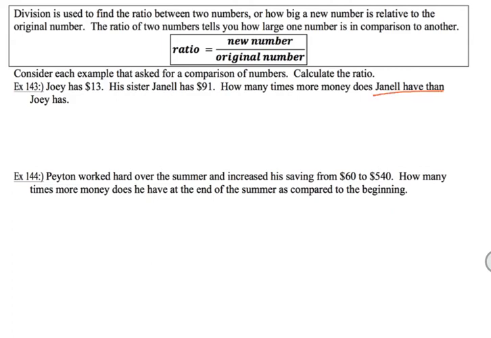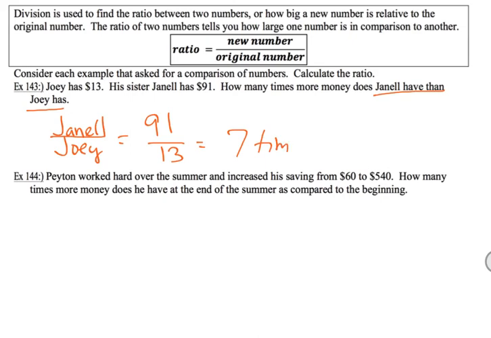Okay, we are comparing Janelle to Joey. So since we're making the comparison to Joey, Joey's information will go on bottom, Janelle on top. So Janelle has $91 compared to Joey's $13. That is 7 times as much money. Now there are two ways to make comparisons. You can compare using division. You find out how many times something is compared to another. Or you can use subtraction. You find out how much more. If I had compared Janelle and Joey by subtraction, I would find out that Janelle has $78 more than Joey has. But as far as a ratio, Janelle has 7 times as much as Joey.